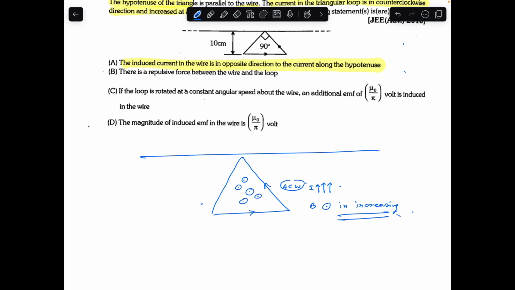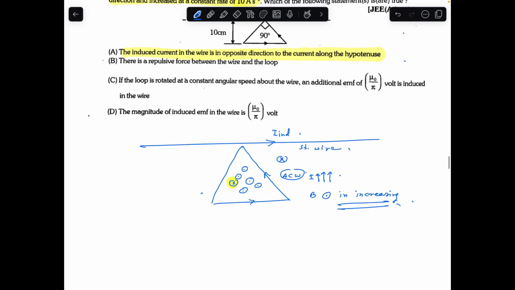So if B outside is increasing, I need to reduce that. So the induced current in the straight wire will be in which direction? Because I need an inside field. From the thumb rule you can apply, this will be I induced, so that it can give some inside field. It can reduce the outside increasing field.